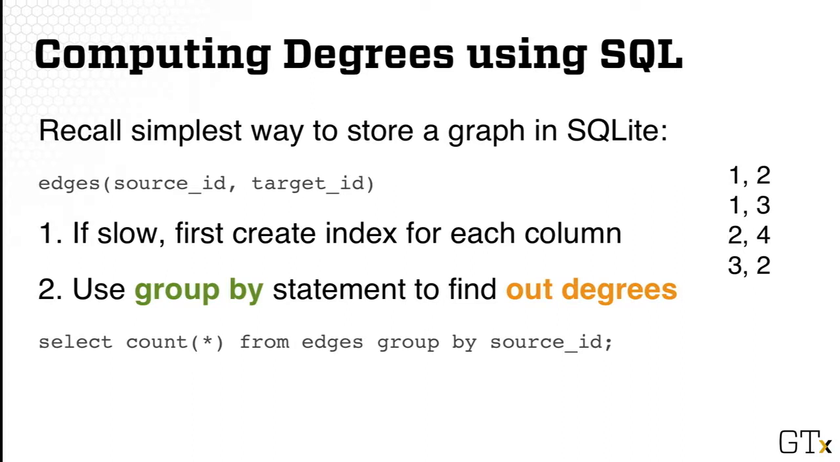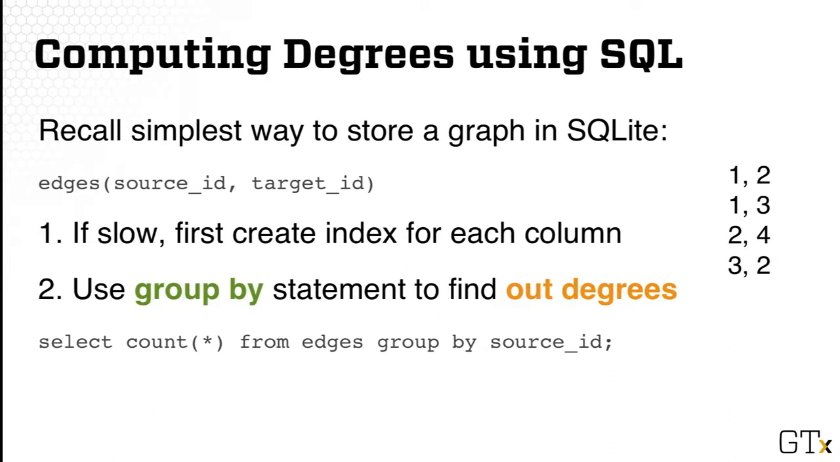And after that, you just need to do one statement, a group by statement. For example, here we say select count star from edges group by source ID. This is how you would be able to find the out degrees of all the nodes. So just one statement and you can compute the node out degree distribution. Really, really easy. This is another benefit of using SQLite.